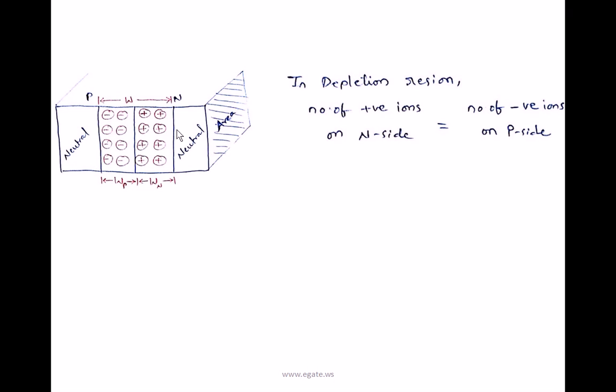If you are only considering the P side, it will be Wp. If you are considering the ions on the N side, the width is treated as Wn. So the total width W is equal to Wn plus Wp. In the depletion region, the number of positive ions on the N side is exactly equal to the number of negative ions on the P side. In other words, we can write charge on the N side is equal to charge on the P side.